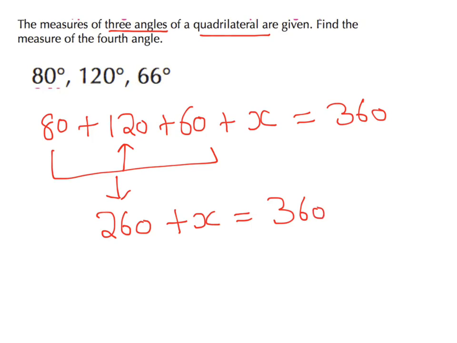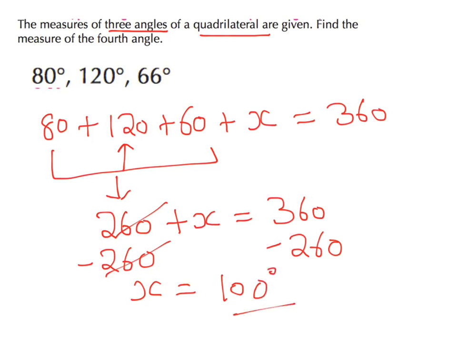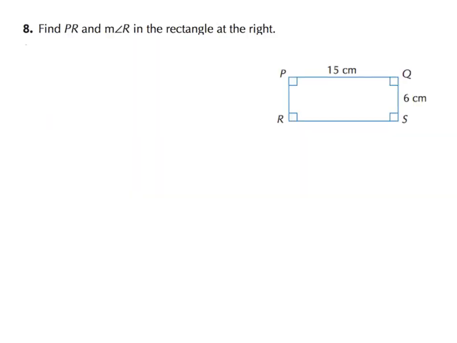How will we remove 260? Minus 260 on both sides. So x is equal to 360 minus 260. So x is 100 degrees.